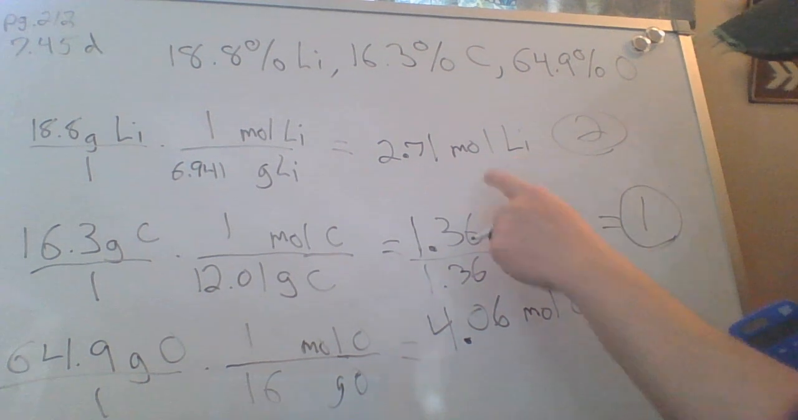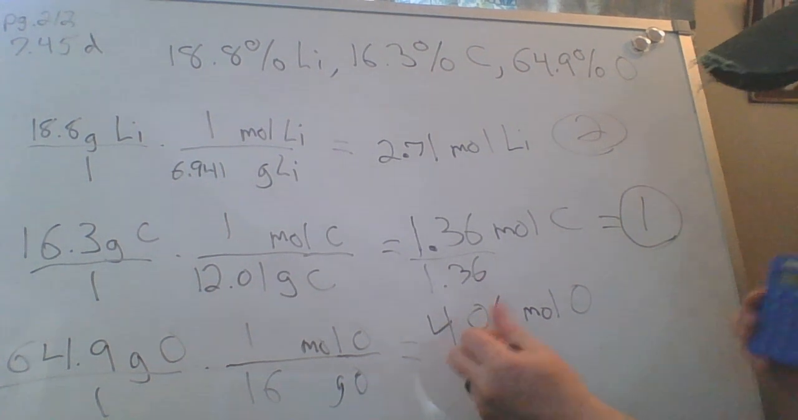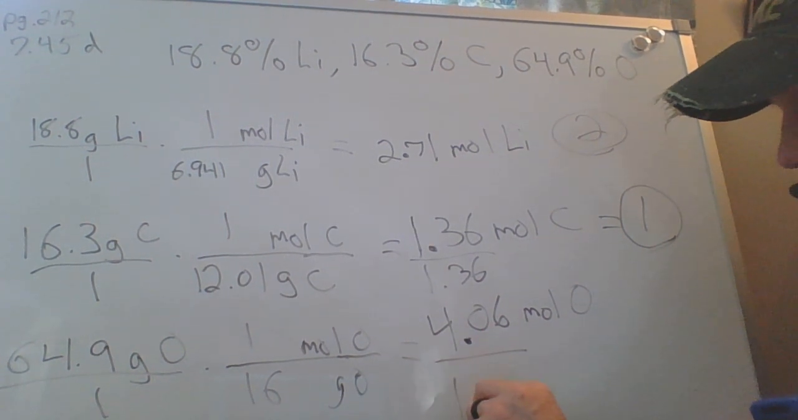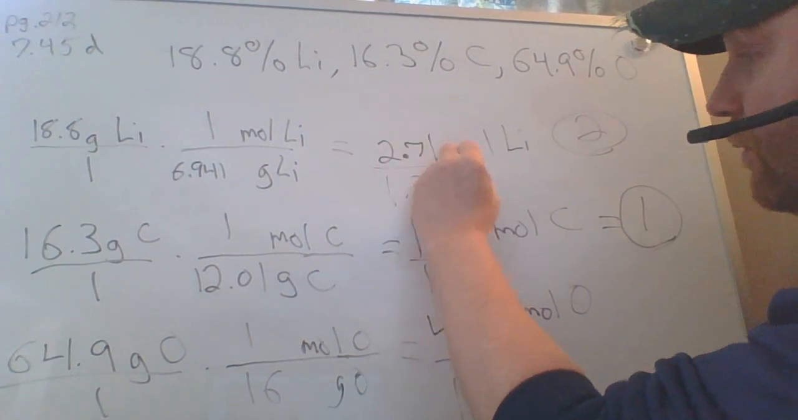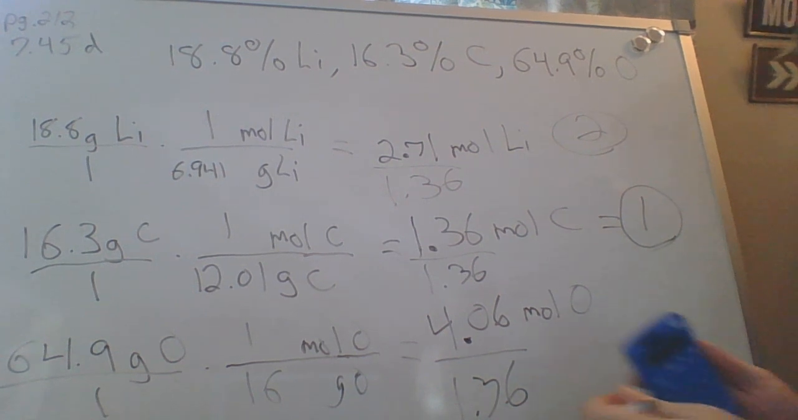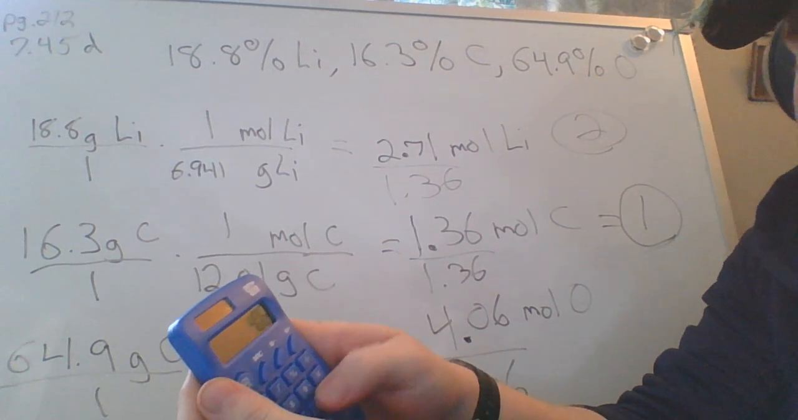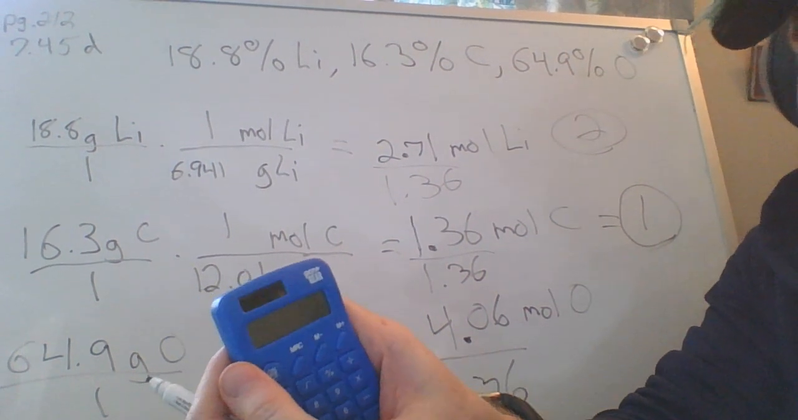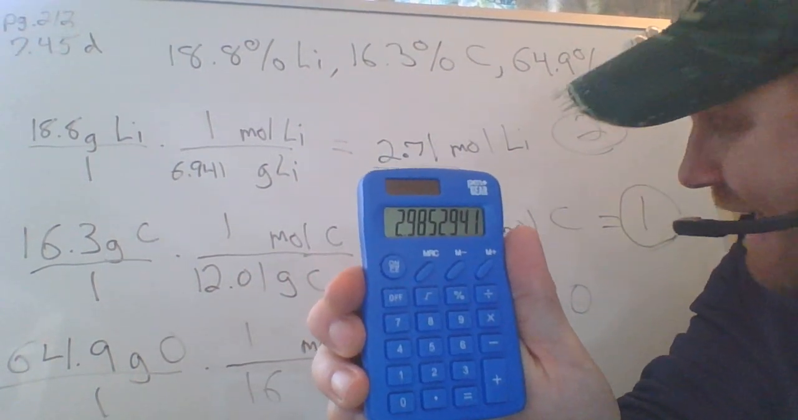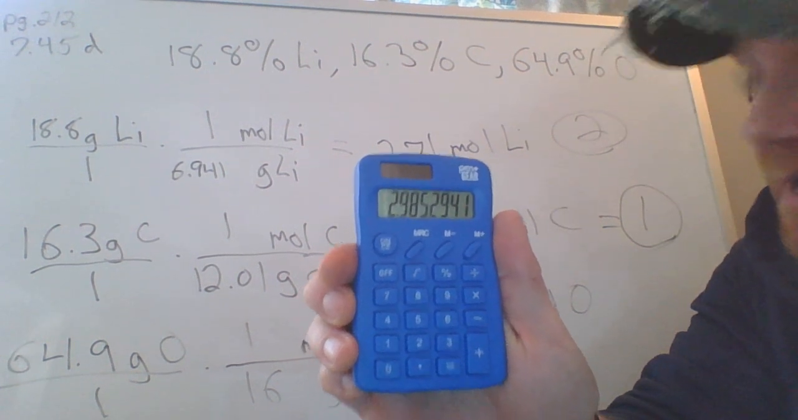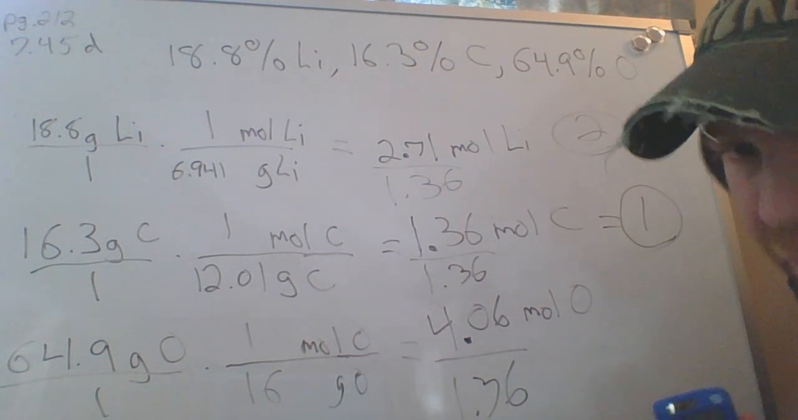So right now we have 2 lithiums for every 1 carbon. Let's see what our oxygen ratio is going to be. 4.06 divided by 1.36. Oops, sorry, I should have done this. We're going to divide it by 1.36. Everything's divided by the smallest number. So let's see if you can see it here. 4.06 divided by 1.36, and we get for oxygen 2.98, 2.99, if you're thinking about rounding to 3 sig figs. 2.99, I think we can go ahead and call that 3.